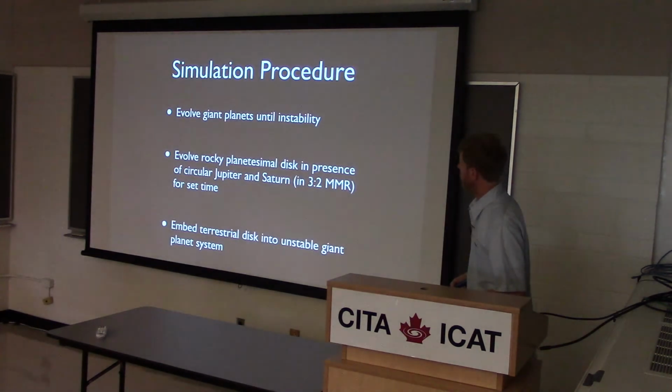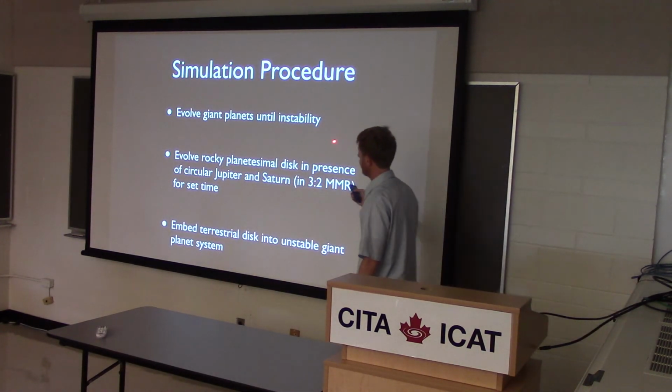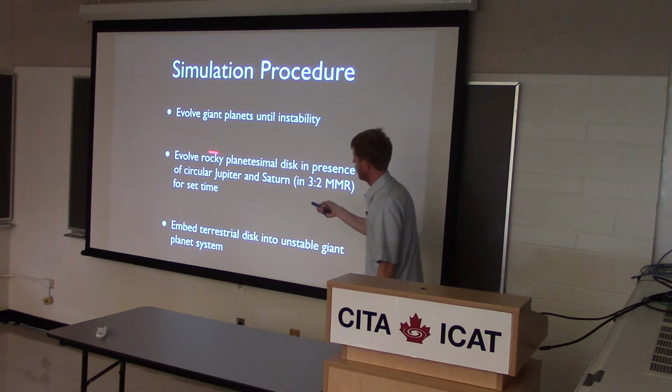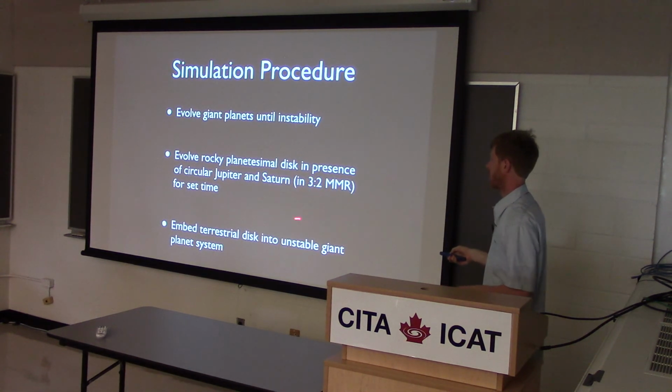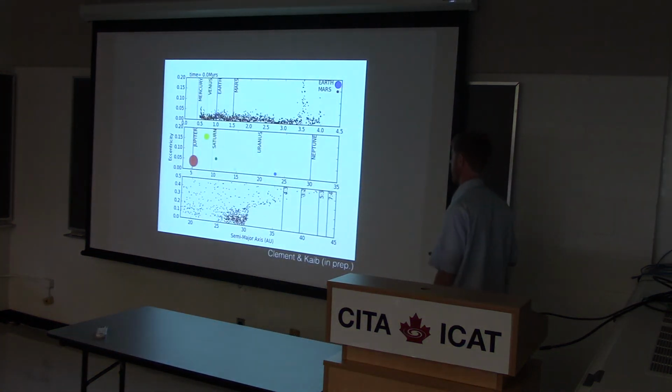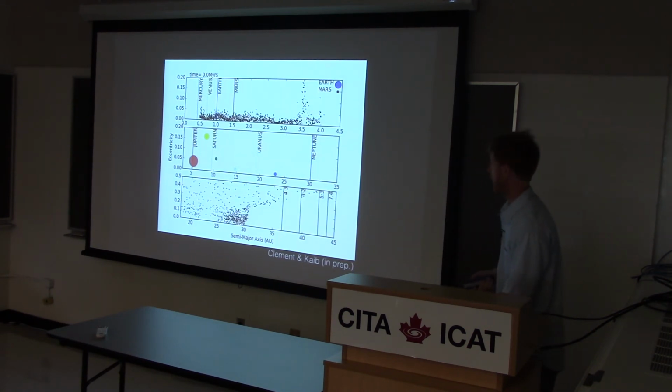And so what we want to do is we want to, again, evolve the giant planets until an instability, and then embed a rocky planetesimal disk and look at what happens, how the giant planet instability affects terrestrial planet formation. So that's work that's ongoing right now with my grad student, Matt Clement.